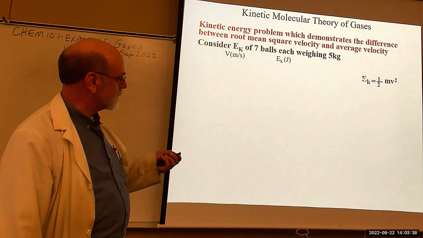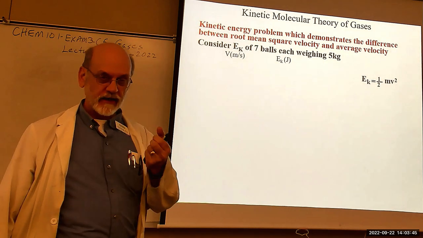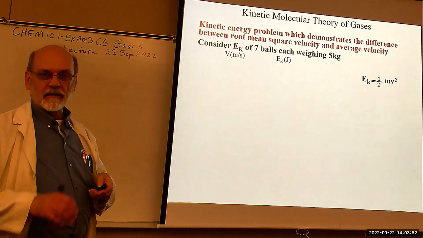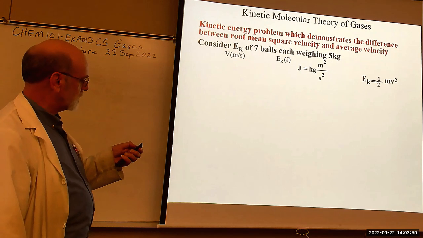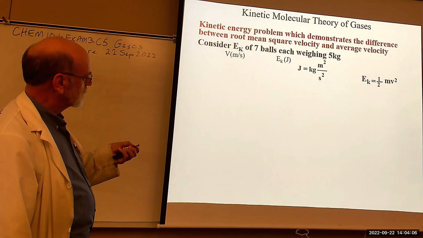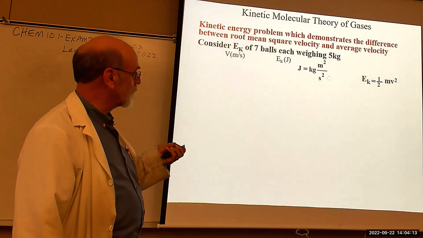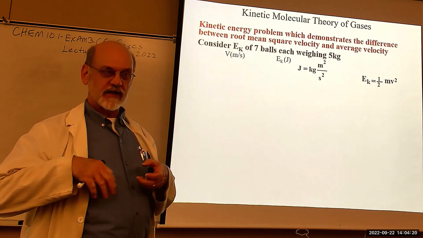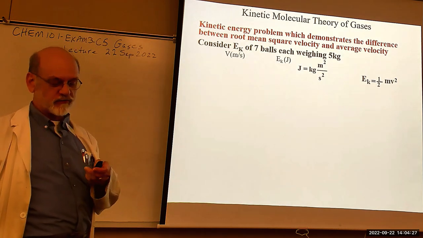The kinetic energy, E sub k, or I write KE, equals 1/2 mv². So if we know the mass, 5 kilograms, we need to know its velocity. Let's say of these seven balls, they each have a different velocity. We calculate the energy in terms of kilograms for mass, meters per second for velocity, which is squared. So kilogram meter squared per second squared is a joule. It's an equivalence, a derived unit of measure from the SI system.